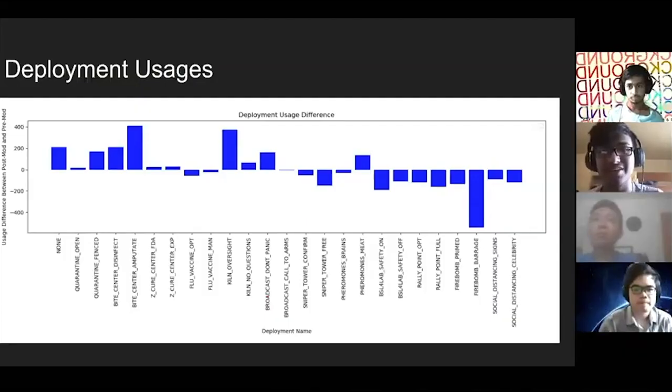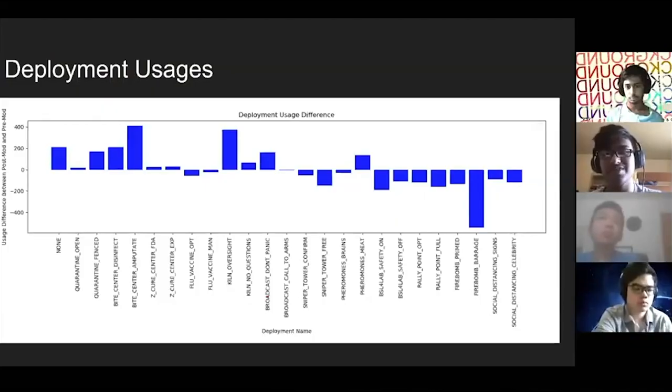Let me restart that. Okay, here we can see a graph of the deployment usage by the RL agent after the mod implementation and before it. It is a comparison between the two over the course of 1,000 games. Our original hypothesis here was that the RL agent would switch from a more aggressive strategy of firebombing all the zombies and people with flu in order to eliminate them to a more passive strategy of managing fear and removing threats before they appear.